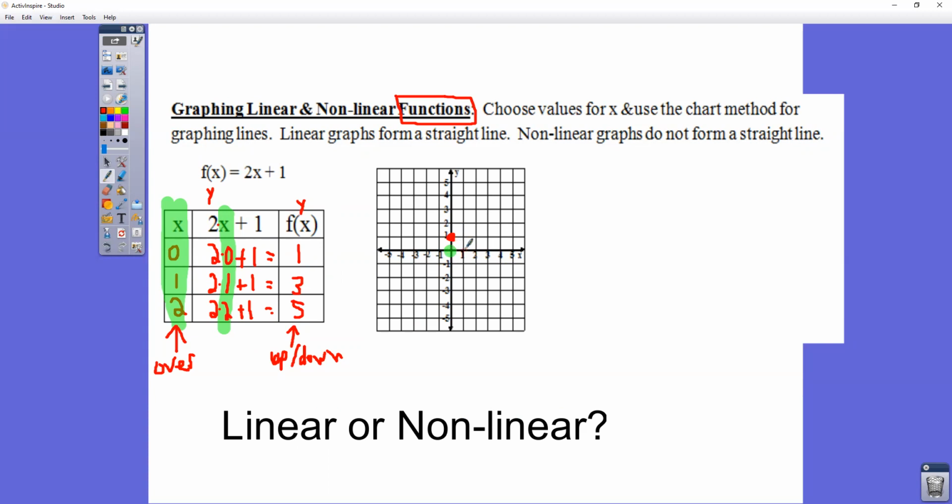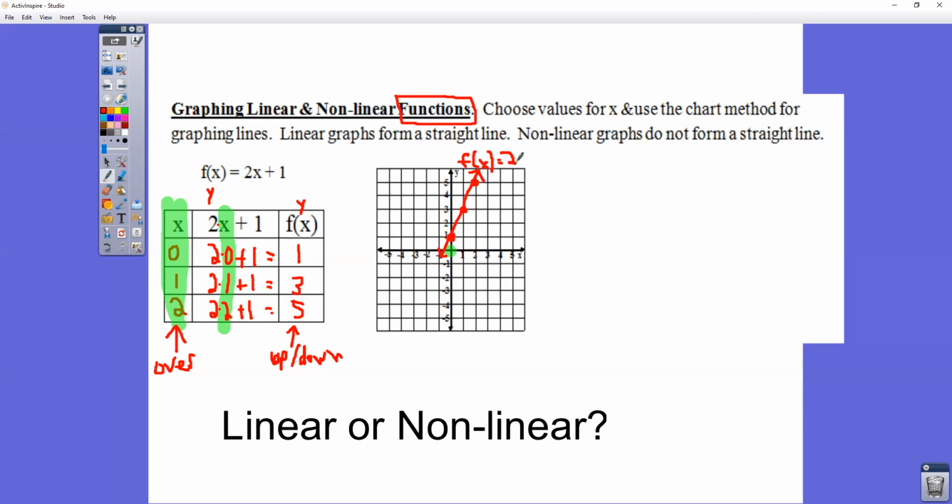Starting in the middle, over to 1, up to 3. And then we have 2, 5. Starting in the middle, over to 2, up to 5. Connect the dots, put your arrows, and you should always label your line.